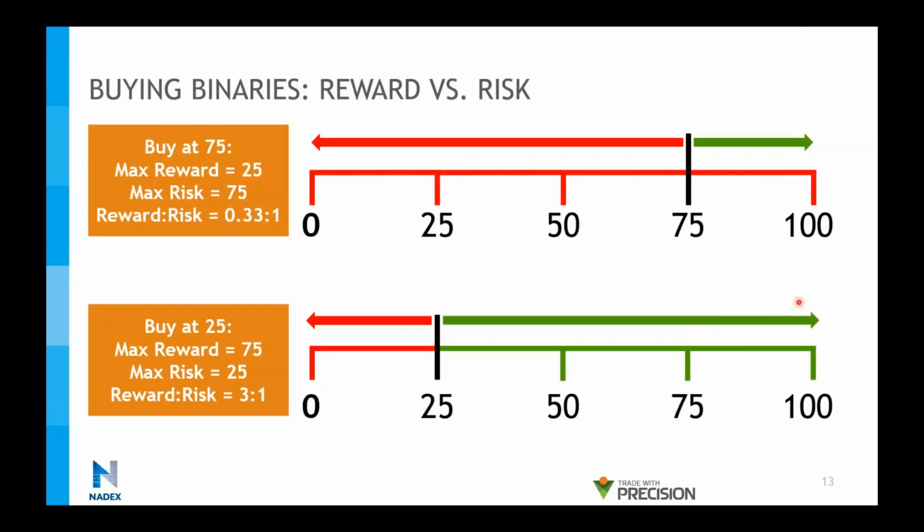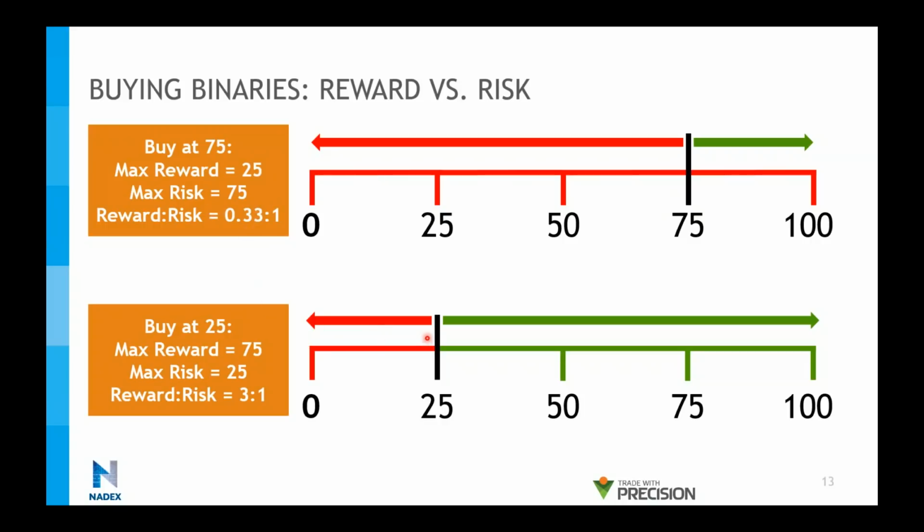Buying binaries, same logic applies here. It doesn't make much sense for me to buy a contract which is priced at 75, because I just have 25 more points in value appreciation. On the other hand, if my assessment was wrong, I'm able to lose $75. Maximum reward, just 25, maximum risk, 75. Same bad, stinking reward to risk ratio.